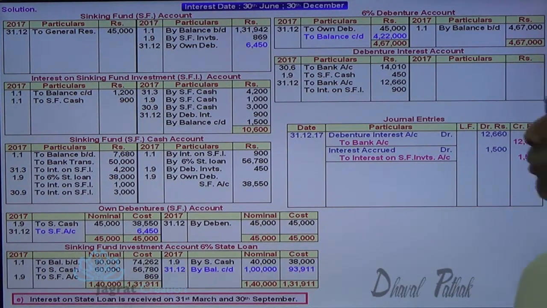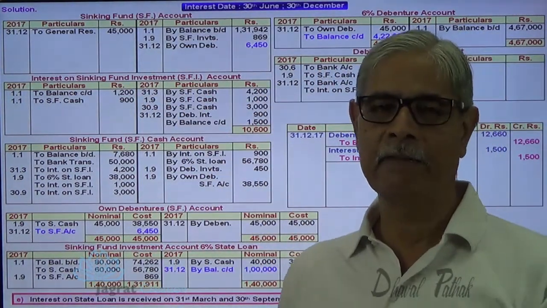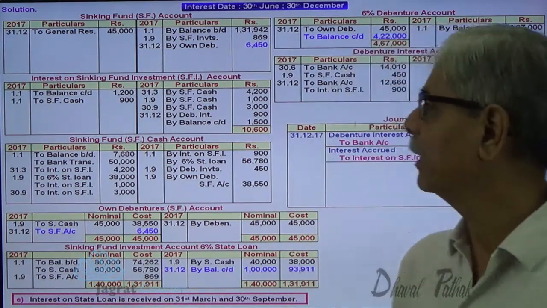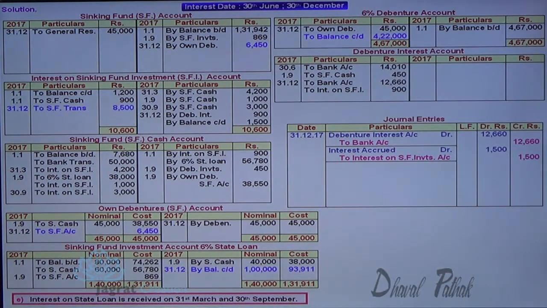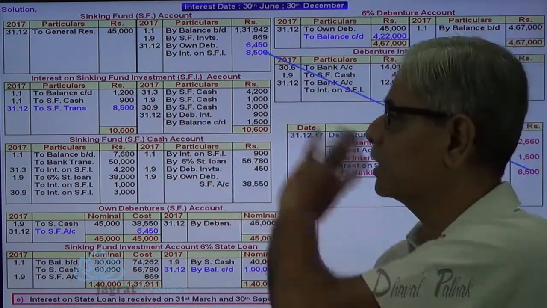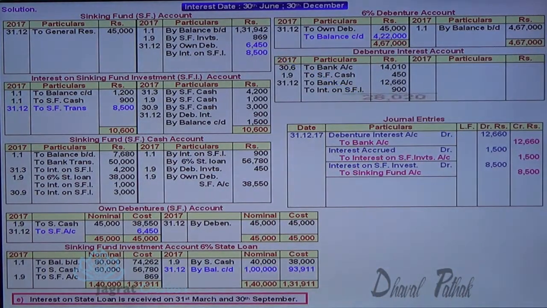Now whatever the total net income occurred during the year on interest on sinking fund investment, that interest will be transferred to sinking fund account. So 10,600 minus 2,100, this is transferred to sinking fund account. So interest on sinking fund investment account debit to sinking fund account credit. This is how sinking fund interest is transferred. Debenture interest is also transferred to profit and loss account at the end of the year. On 31st of December, profit and loss account debit to debenture interest account credit.